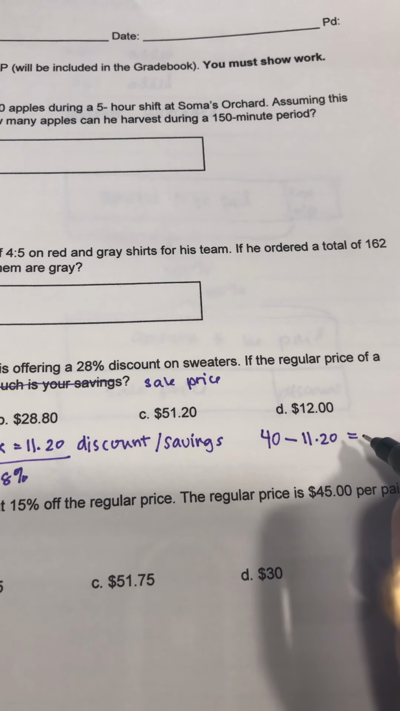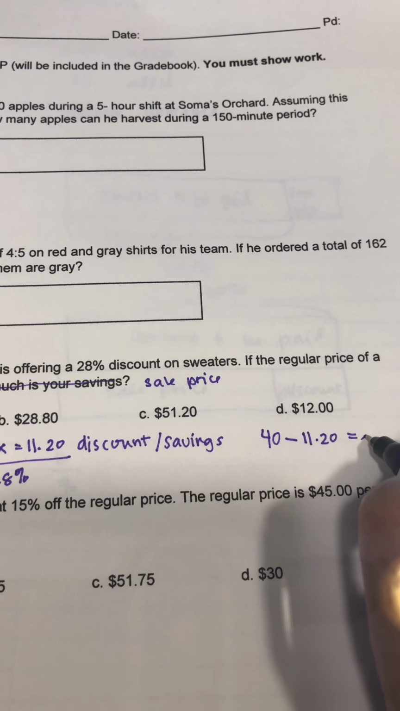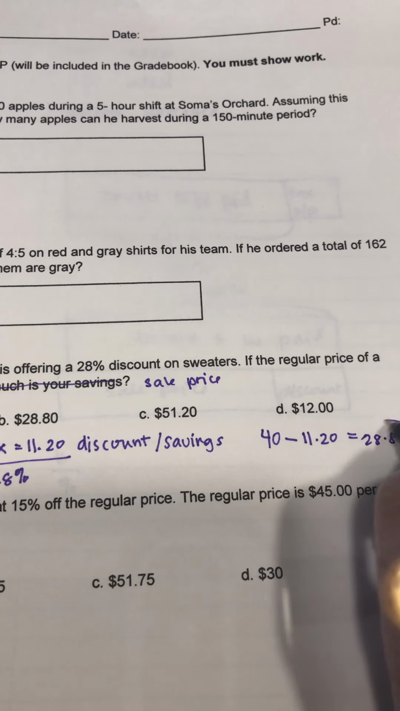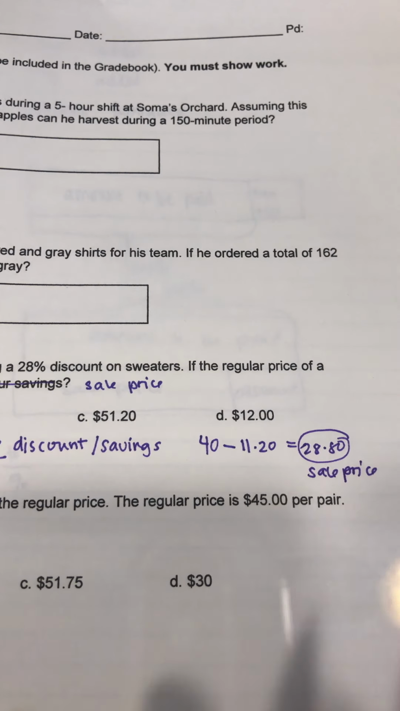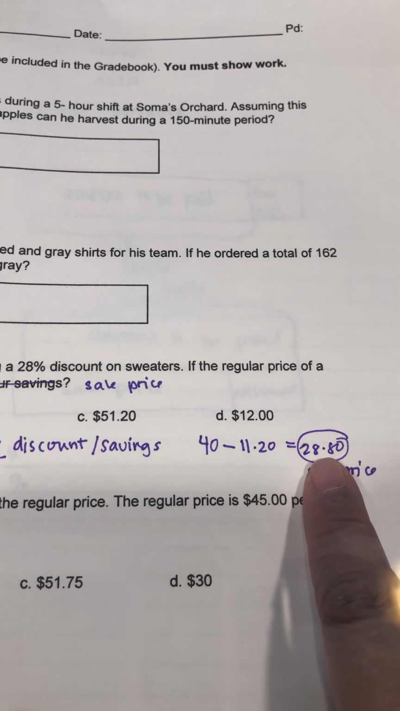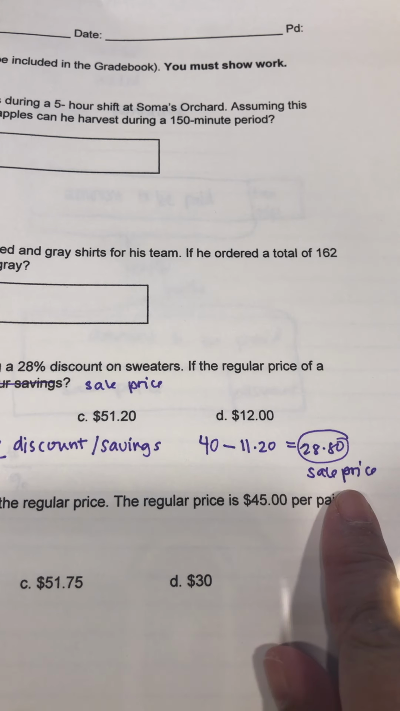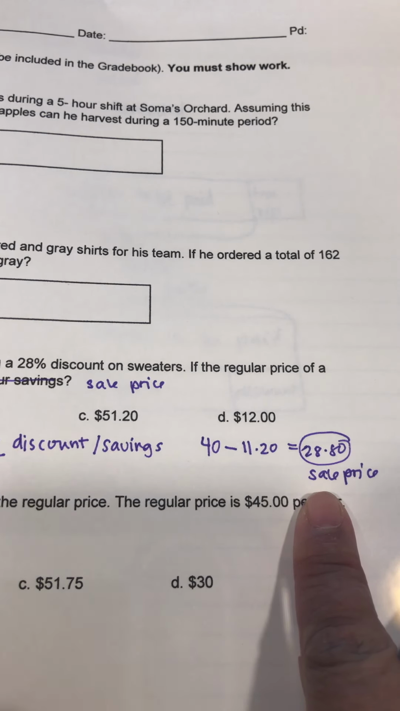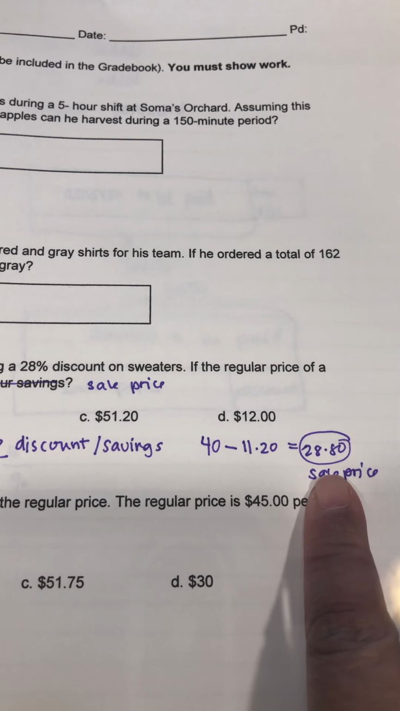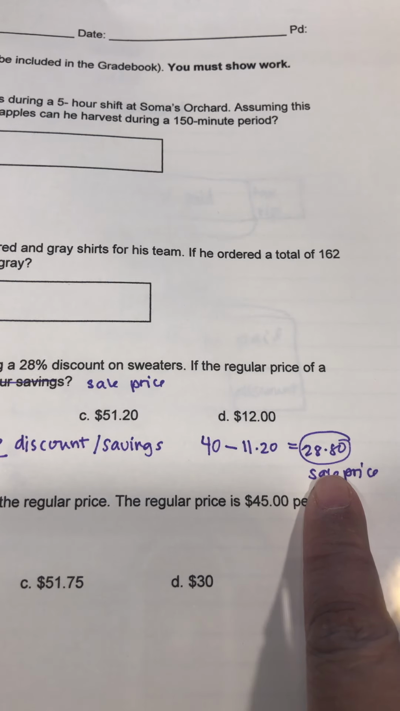That would give me 28.80. So this is my sale price. This is what you're going to be paying to the store before tax is added onto it. So if we are shopping in Delaware, there's no tax there for whatever you buy. So this is what you would be paying. That's what you call sale price.